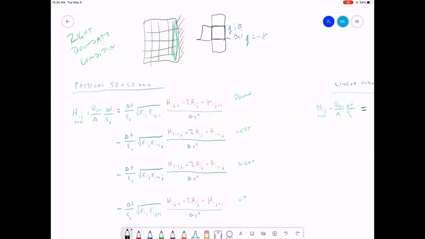We know that the head there minus the head in our current grid square, divided by delta X, we want to solve for HB. We know that Q is equal to zero. So we end up with HB equals H_i,j when you do the algebra there. Going through it quick.